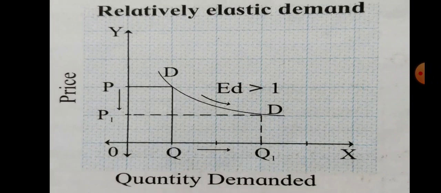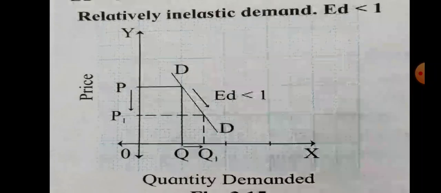So at price OP, quantity demanded is OQ. When price falls from OP to OP1, quantity demanded rises from OQ to OQ1. So the change in quantity demanded is greater than the change in price of the commodity. What happens to the shape of the demand curve in case of relatively elastic demand? The demand curve slopes downward from left to right, and its shape is flatter, and the numeric coefficient in relatively elastic demand is elasticity greater than 1.